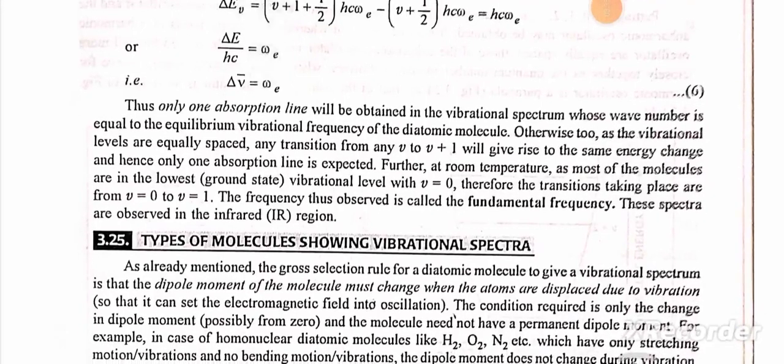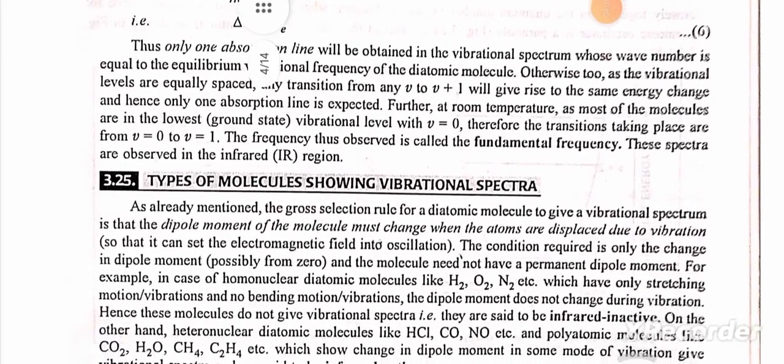Otherwise too, as the vibrational levels are equally spaced, any transition from any v to v+1 will give rise to the same energy change, and hence only one absorption line is expected. Further, at room temperature, most of the molecules are in the lowest vibrational level with v equals 0. Therefore, the transitions taking place are from v equals 0 to v equals 1. The frequency thus observed is called the fundamental frequency, and these spectra are observed in the IR region.